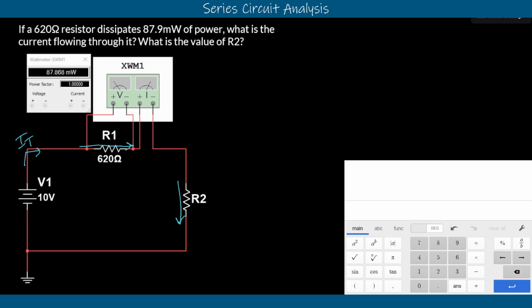Right now, we know very, very little about R2. We don't have its ohmic value. We don't know its voltage drop. We don't know its power, and we don't know the current through it. So we know nothing about R2 other than the fact that it's a part of a series circuit with R1.